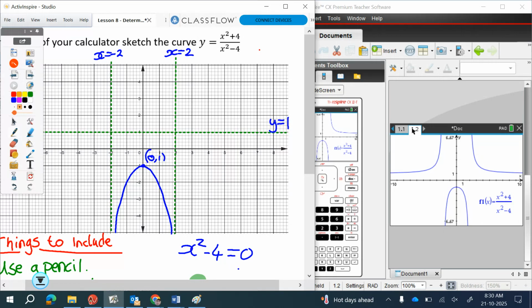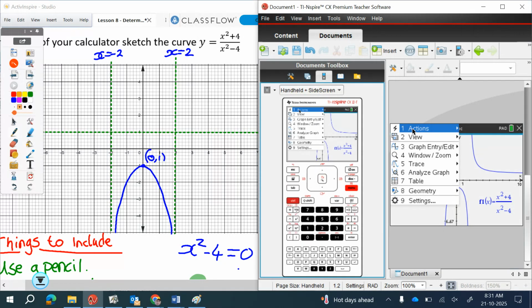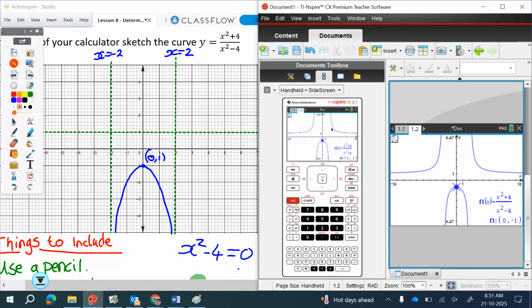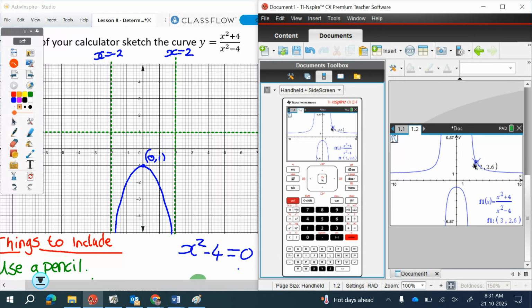You don't have to particularly be too accurate with this one, but what you might want to do is find a point somewhere over here. So you could just trace a point or two to help you line it up. So you could use menu trace. I'm going to trace a point around about x equal to 3. Let me see where it is. So I'm going to type x equal to 3, press enter twice, and it goes through about there.